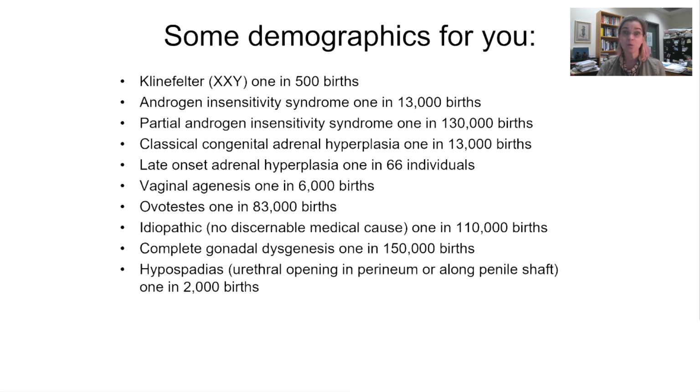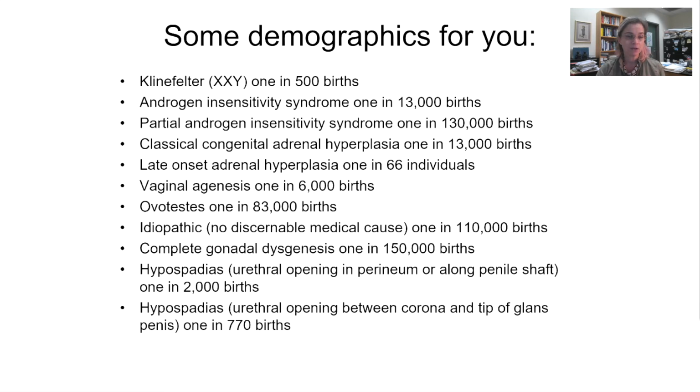Hypospadias, remember when we were talking about male anatomy and the development of the penis, that the urethra is encompassed in the shaft of the penis, and that it doesn't always get fully encompassed where the opening of the urethra is at the glans of the penis. So hypospadias is a set of conditions where that didn't completely happen, where the urethra doesn't open at the tip of the glans of the penis, but rather it opens in the perineum, so way farther down, or along that penile shaft. And this is about 1 in 2,000 births.